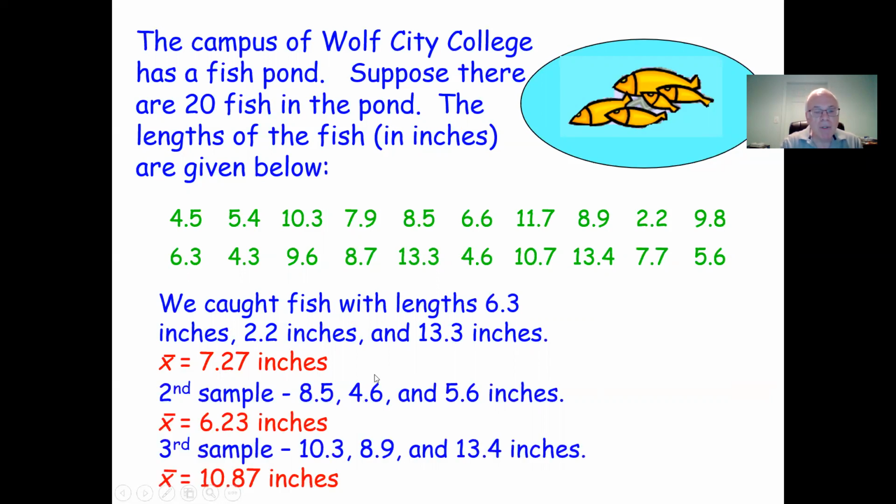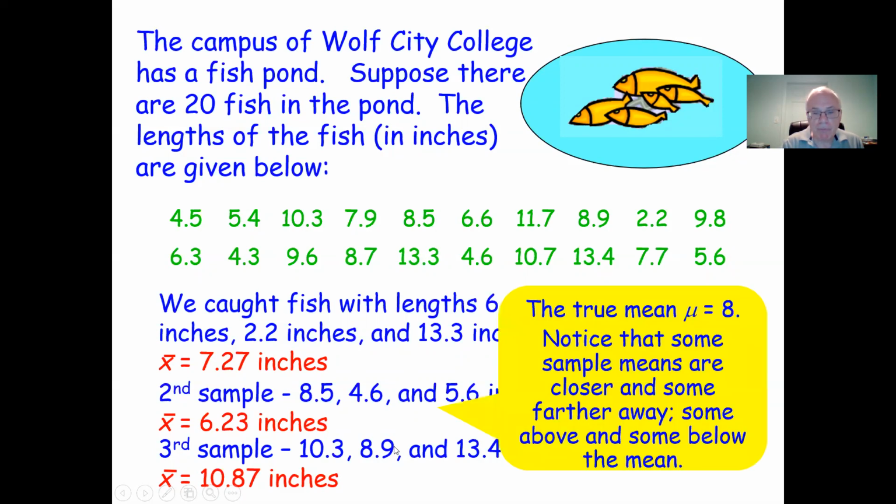Suppose somebody else comes along and catches these 3 fish with these lengths, and comes up with an average of 10.7 inches. So this is sampling variability, isn't it? Here are 3 different samples of 3 fish from a pond of 20 fish, and each of those samples has a different average length. Sampling variability, that's called.